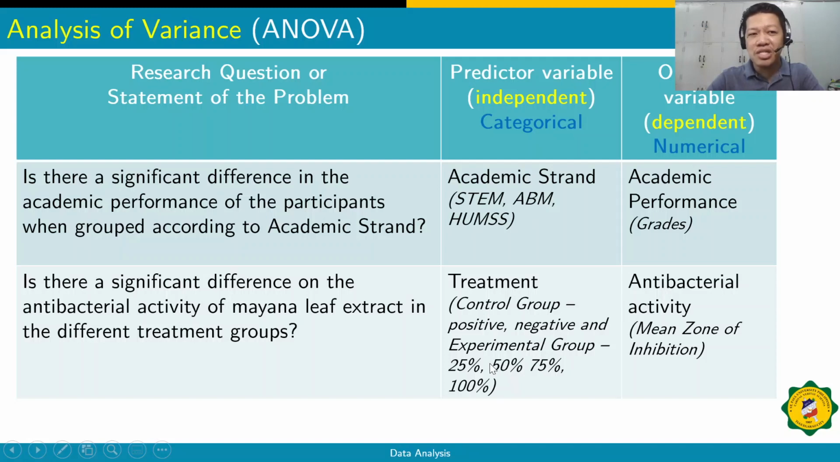So we need to use ANOVA or analysis of variance, but make sure the dependent variable should be numerical. And this is antibacterial activity. It should be something numerical. That is in terms of mean zone of inhibition, that is measured in millimeters.